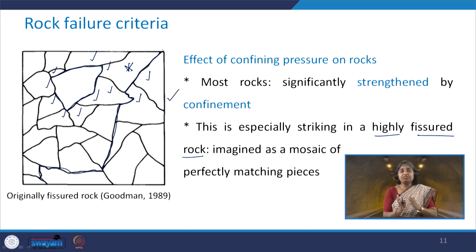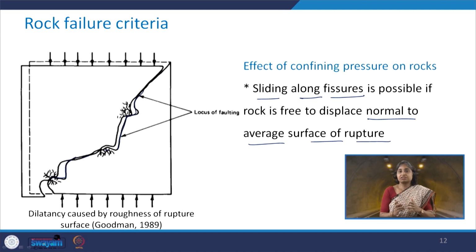Now, the failure will take place only when there is sliding normal to the average surface of rupture, which is shown here. See, this dotted line was the original position, and here this is the locus of faulting that has been shown. Now, what will happen if you have large confining pressure? When the confining pressure is large, the rock has to exert a lot of energy in order to slide along these fissures, and therefore the result is going to be more strength.